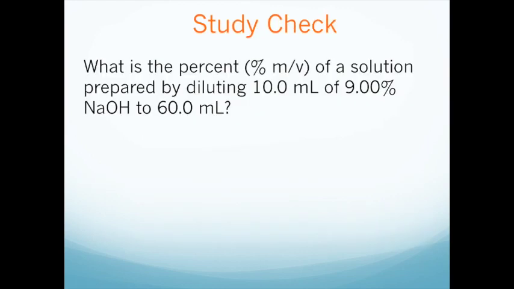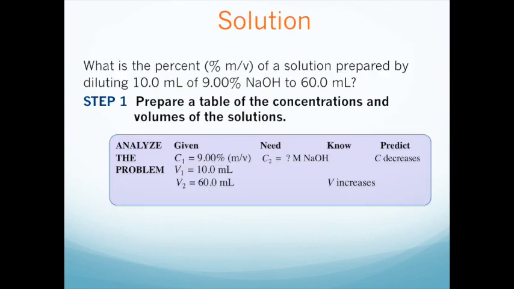Next example, what is the percent mass per volume of a solution prepared by diluting 10 milliliters of 9% sodium hydroxide to 60 milliliters? So we start by preparing a table of our known values. Our first concentration is 9% mass to volume. Our first volume is 10 milliliters, and our final volume is 60 milliliters. And we need to find the concentration of sodium hydroxide that is produced by this. We know that the volume increases, and so the concentration must decrease.